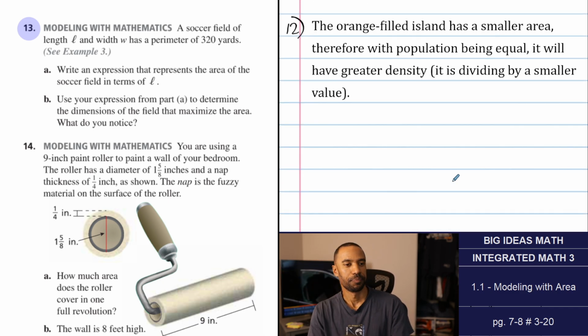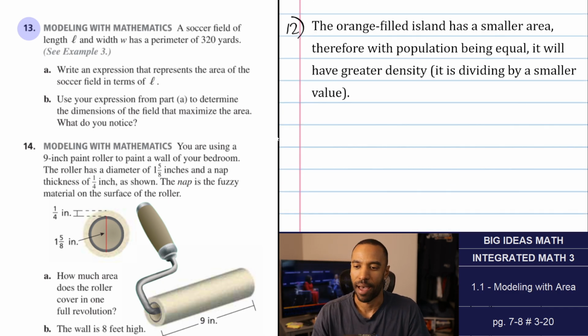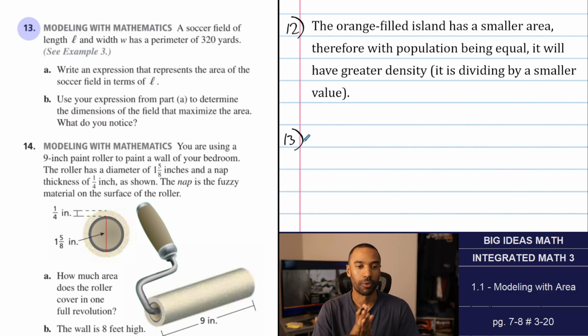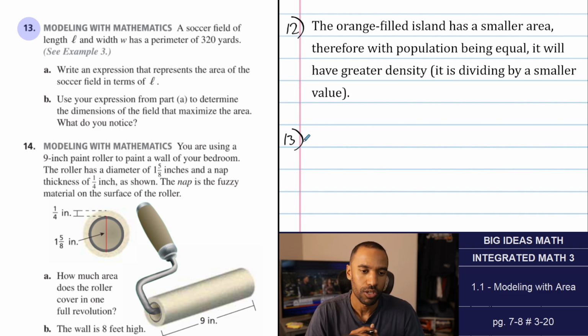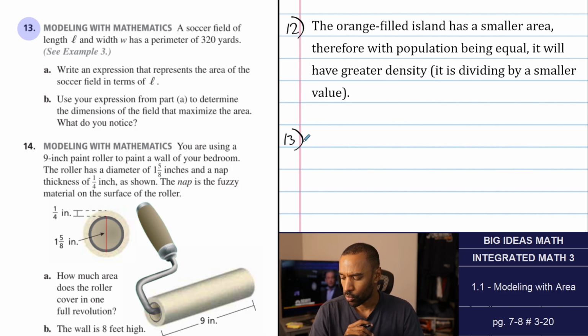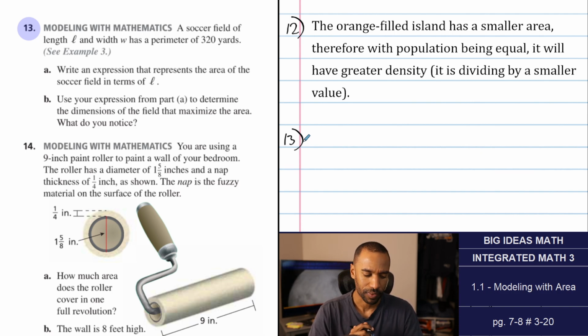All right, number 13. Modeling with mathematics. We have a soccer field, folks. Rectangular, right? A soccer field of length L and width W has a perimeter of 320 yards. Write an expression that represents the area of the soccer field in terms of L. Use your expression from part A to determine the dimensions of the field that maximize the area. What do you notice? So the maximizing area thing is something we're going to use the calculator with eventually.